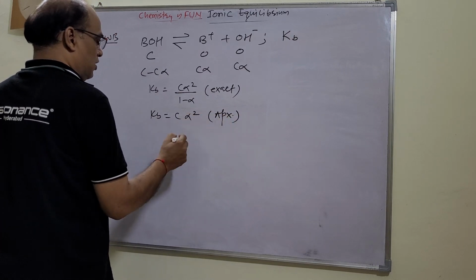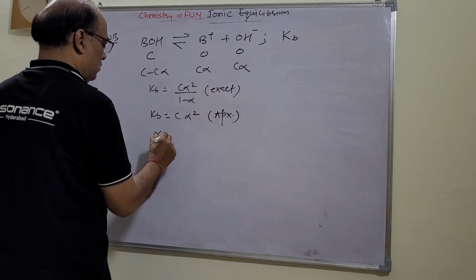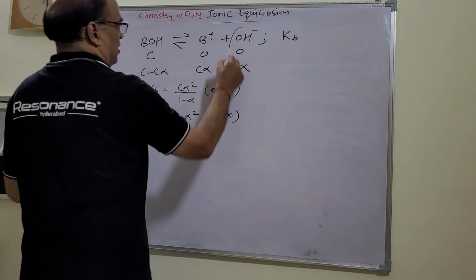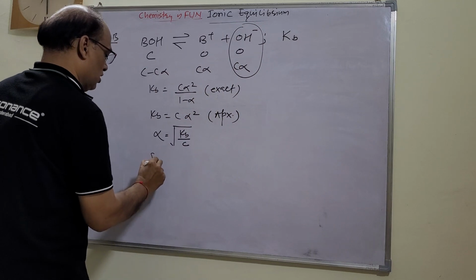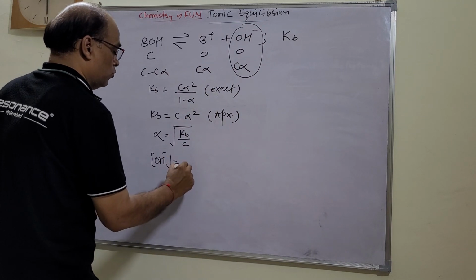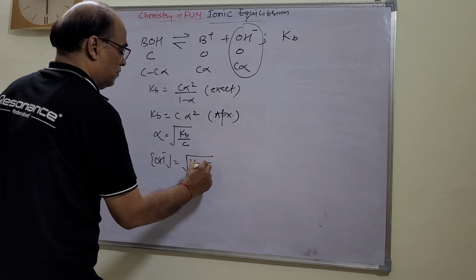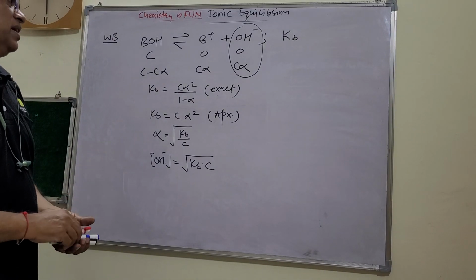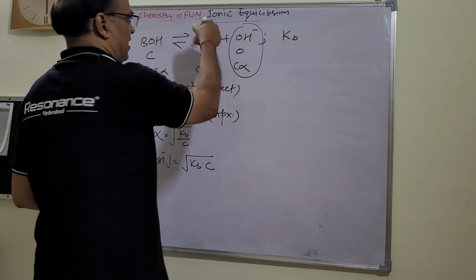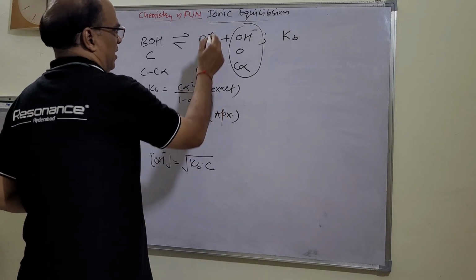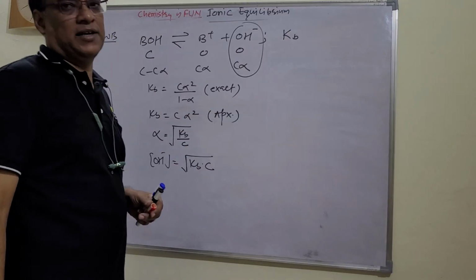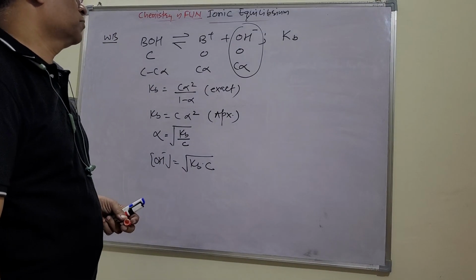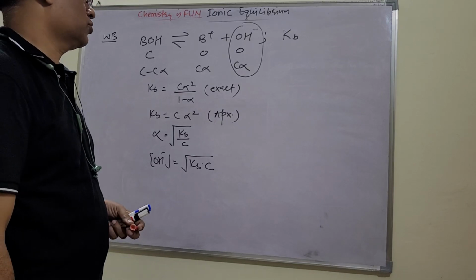Then alpha you can calculate, same thing. Alpha is basically root over Kb by C. And we are interested here in the OH ion concentration, which is root over Kb into C. So it is a quick recap of the weak base. B means any cation. Previously I told you A minus means any anion. So B plus means any cation. Understood?